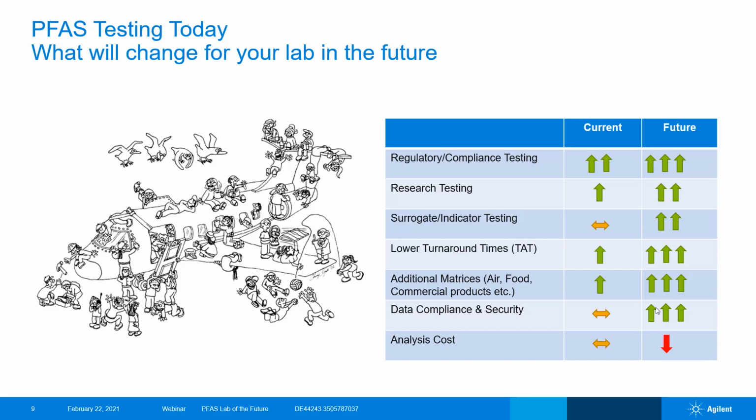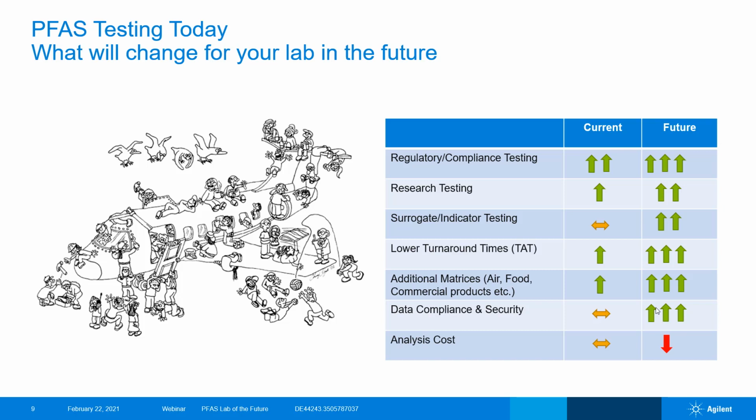Before that, what are some of the things that are going to change in this PFAS lab in the future? Looking back, they're going to say, well, compliance testing is getting important now, but it's a huge thing in the future, and so it's only going to continue to grow. Another area that there's going to be a lot of focus on is research and forensics based testing to identify where contamination sources of PFAS are coming from. This is going to increase in the future.